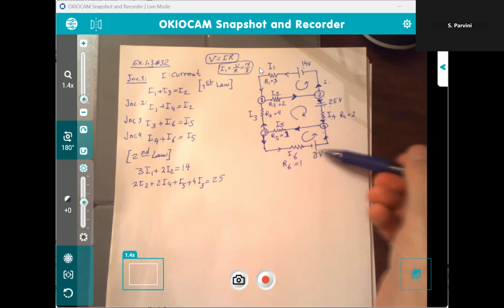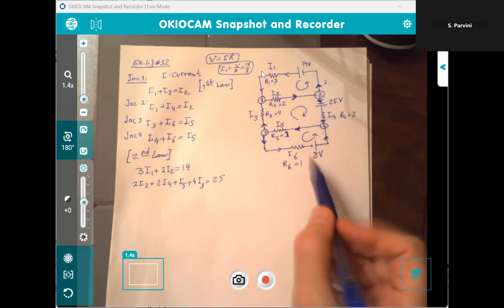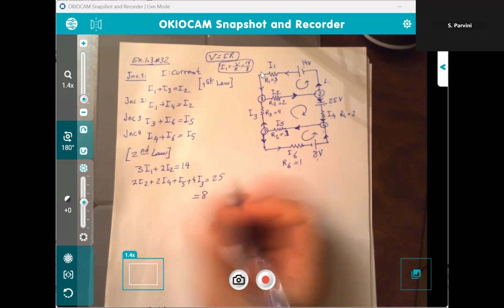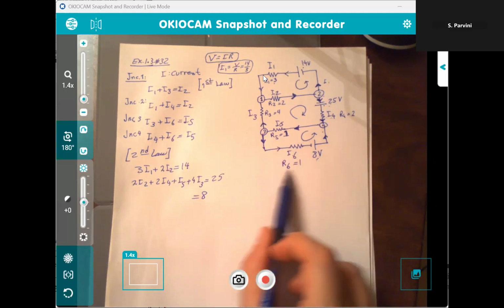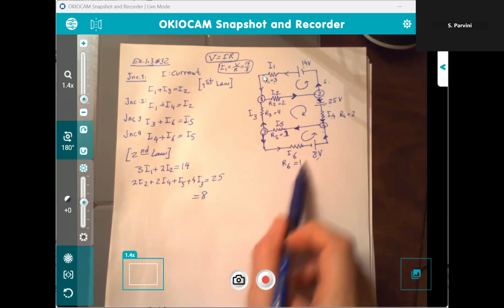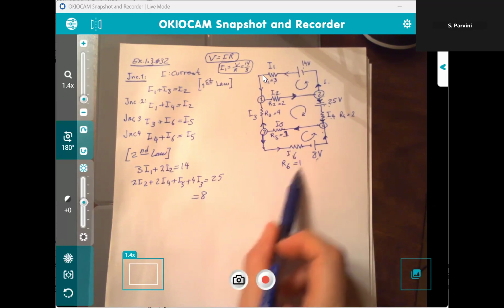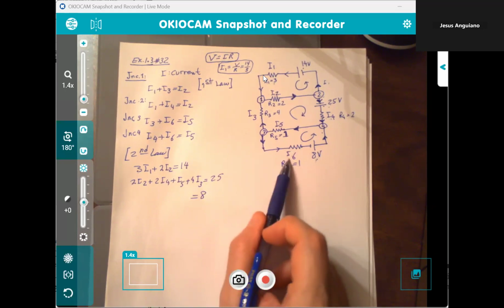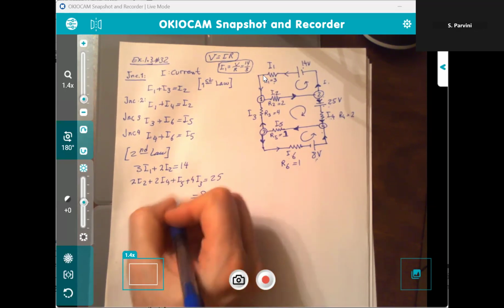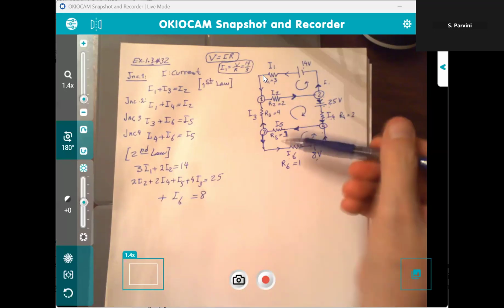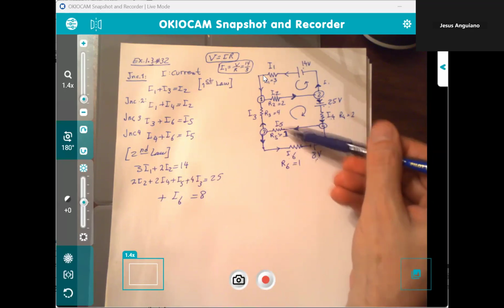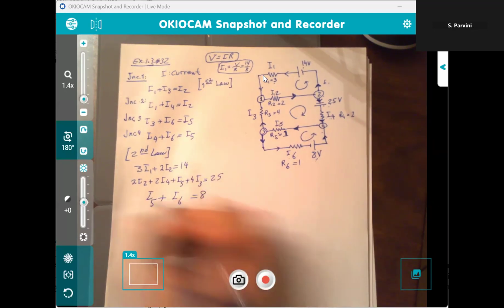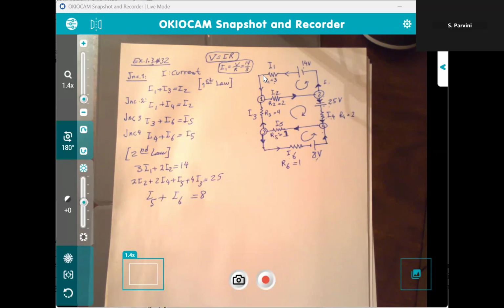And finally, the last portion of this network. Here's the 8-volt source. And what's the voltage through this resistance R6? It's 1 I6. You got it. So it's just I6. And what is it through R5? This one? 1 I5. You got it. So we've got all these equations, right?